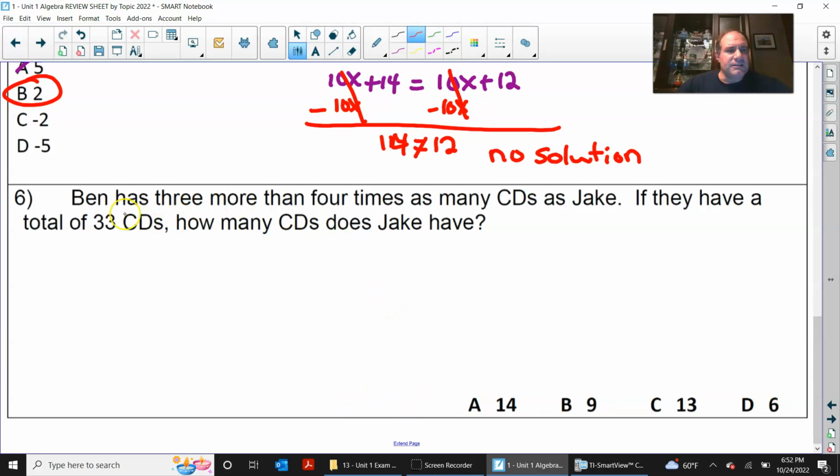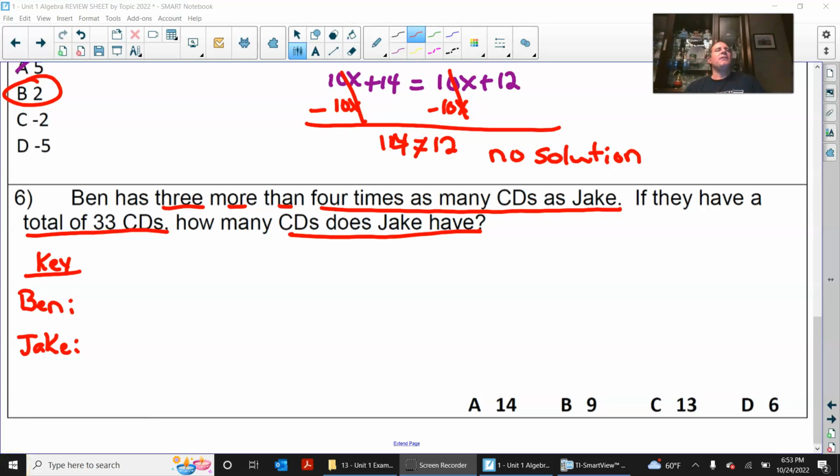So for number 6, Ben has 3 more than 4 times as many CDs as Jake. If they have a total of 33 CDs, how many CDs does Jake have? So the most difficult part of this here is to find out who is your X. And you always have to go ahead and write a key down. So it's either Ben or Jake. Since there's only 2 names, I put Ben and Jake in my key. One of them represents X, and the other one represents whatever it is that they're saying, right?